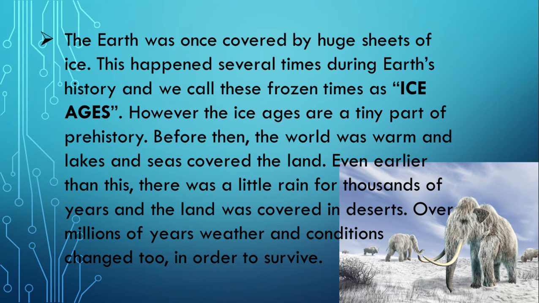Before then, the world was warm and lakes and seas covered the land. Even earlier than this, there was little rain for thousands of years and the land was covered in deserts. Over millions of years, weather and conditions changed. Living things changed too, because in order to survive they had to adapt. This is called evolution.